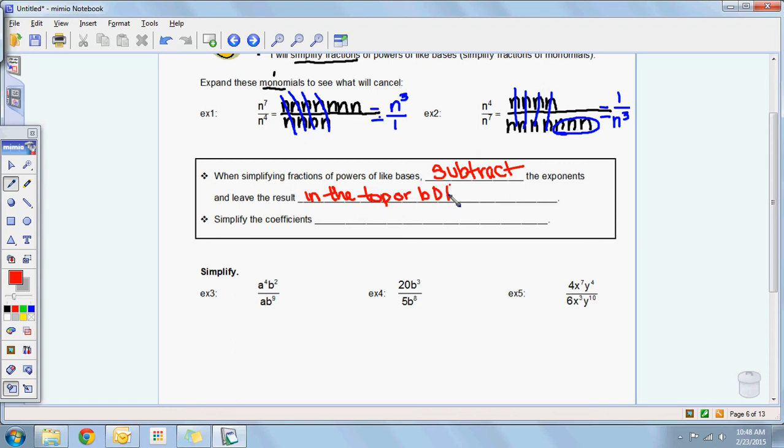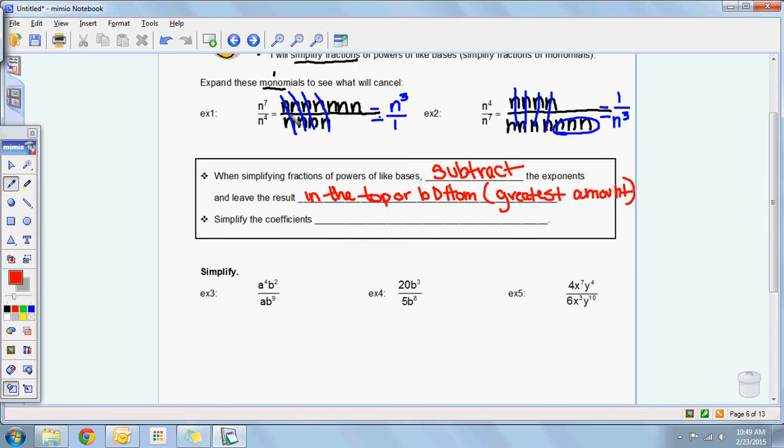Whichever one has the greatest amount. So if there were more on the top, that's where your final answer is going to go. If there's more on the bottom, that's where your final answer is going to go. So it depends on which had the greatest amount. So if you look up here, n to the 7th minus n to the 4th gives you n to the 3rd. And there were more in the north, or on the top, so that's where I put my answer.